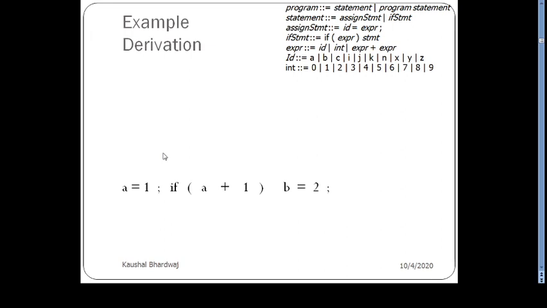Now a sample derivation, a string which can be accepted by this grammar. Let us say it has a is equal to 1, whatever, semicolon something, and then so, a semicolon.